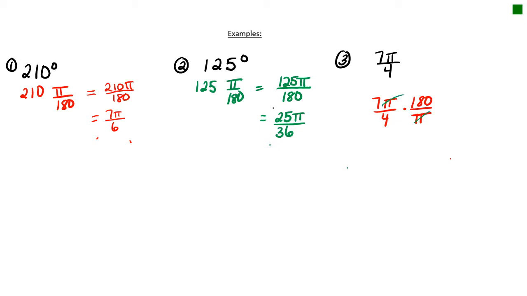I'm going to do 7 times 180 divided by 4. All right, and 7 times 180 is 1,260 divided by 4, and I get 315 degrees. All right, so that's how you go from radians to degrees. So pi over 180 to change to radians, 180 over pi to change to degrees.